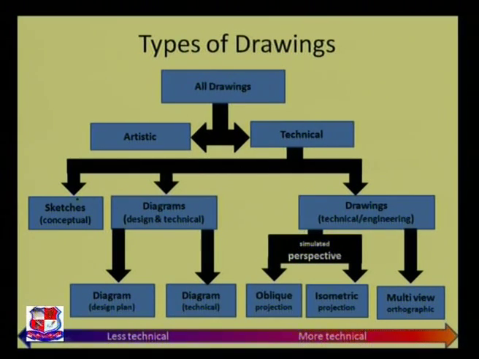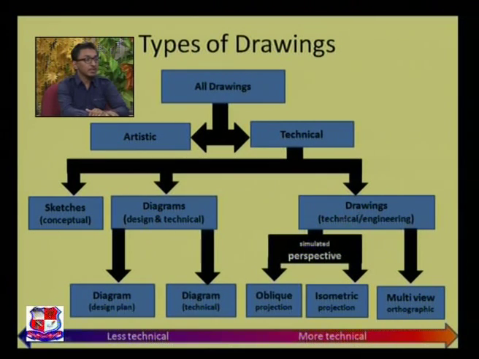Now when you say technical drawing, it comes to two parameters. First is drawing which has engineering as well as technical specifications. Another two branches are there in these drawings. First would be simulated. What is simulated? Or perspective views. We can get oblique projections of it. We will see what is oblique projection and what is isometric projection in the later slides.